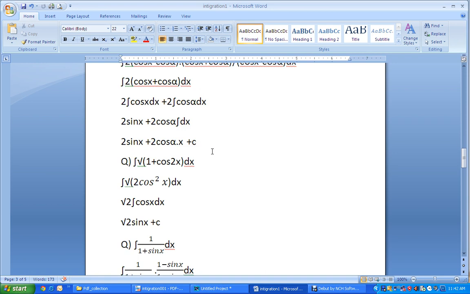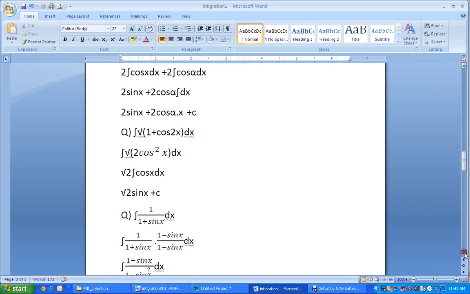Integration of the square root of 1 plus cos 2x, where 1 plus cos 2x is within the square root. For 1 plus cos 2x, the formula is 2 cos square x. This is a trigonometry formula. So 2 cos square x in place of 1 plus cos 2x. Now just take root 2 outside, and for the square root of cos square x we will write cos x, then dx. So this will become root 2, and the integration of cos x is sin x, and then plus c.